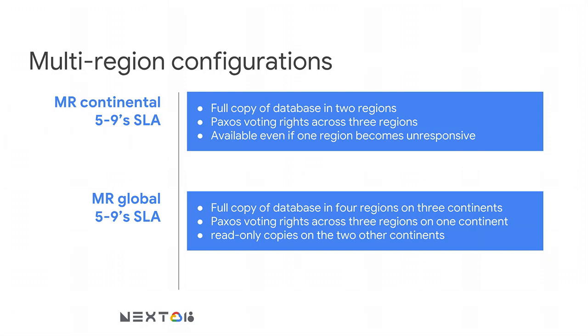Now, what is a continental multi-regional instance? You get a full copy of the database in 2 regions. You have the Paxos that I explained earlier across 3 regions. I'm going to go into a little bit more detail in a second. And it is available even if one of your read-write regions becomes unavailable. The same applies for the multi-region global, where you add 2 read-only copies of your full data on 2 more continents, in this case, Europe and Asia.